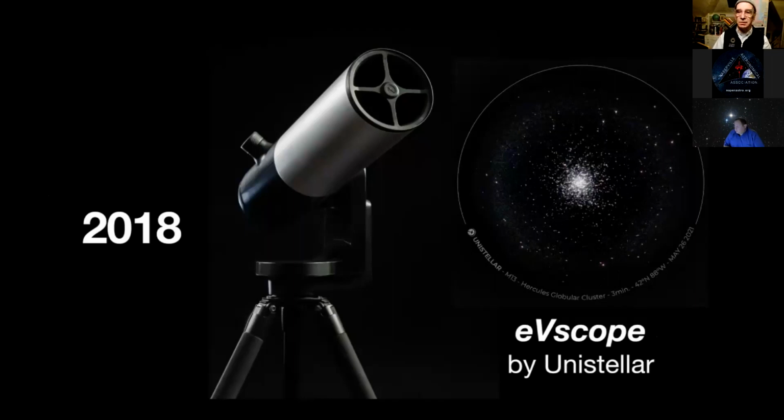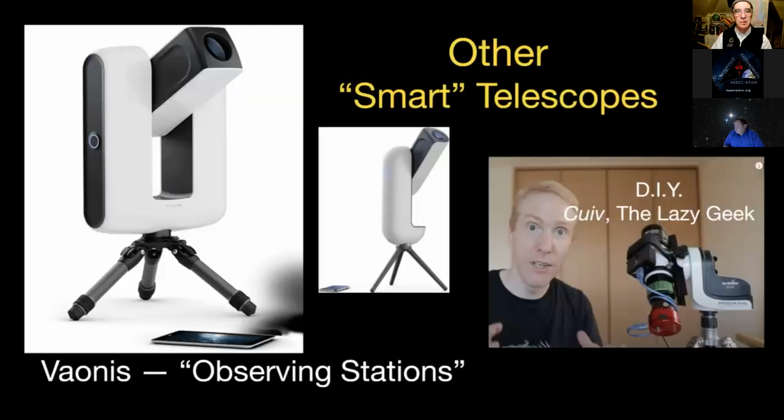It's made by Unistellar, a French company. There are other, I call them smart telescopes. It's hard to know exactly what to call these things in some ways because they really are astronomical cameras that have a go-to feature with them. So sometimes I'll call it a smart telescope. Vaonis makes Stellina and now Vespera. These are the little ones on the left. And Vaonis, also interestingly a French company, they call them observing stations. So anyways, the language hasn't totally caught up to them, but basically they're astronomical cameras.